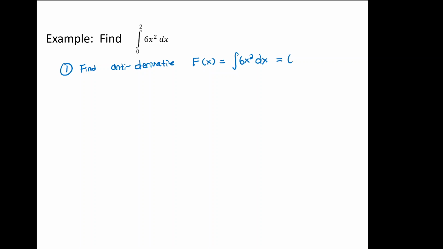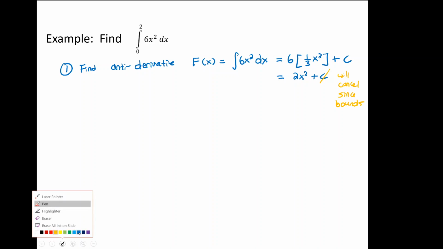So the anti-power rule says that I take the antiderivative of x to the power of 2 by increasing the power by 1 and dividing by the new power. So x to the power of 3 divided by 3. The constant in front just doesn't directly participate. It waits for the antiderivative to be completed and then comes back in and multiplies. So 6 over 3, we have 2x cubed plus c. And we know the c is going to cancel since we have bounds. So we don't need to write the plus c. Now step 2.